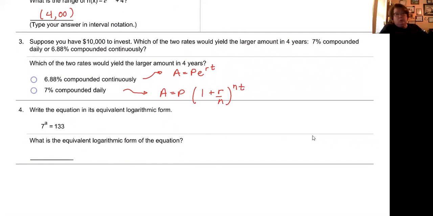All right, so what are we going to input into these two formulas? Well, the amount that you invest, the principal, that's P. So 10,000 is P. R is the interest rate, but it's the interest rate written as a decimal. So R is 7%.